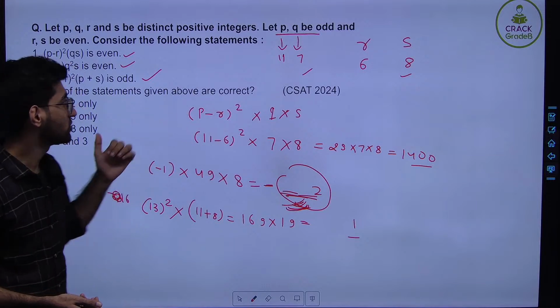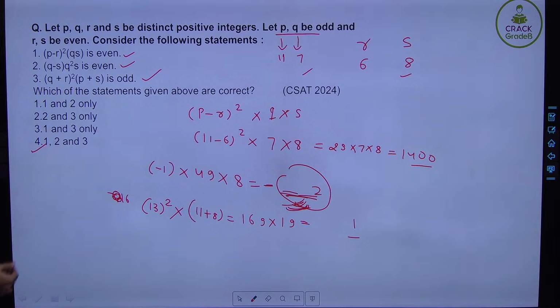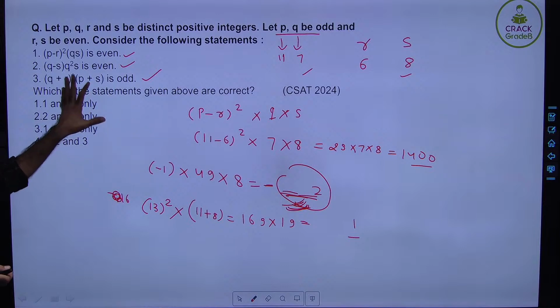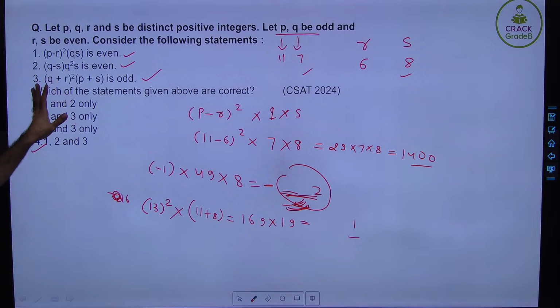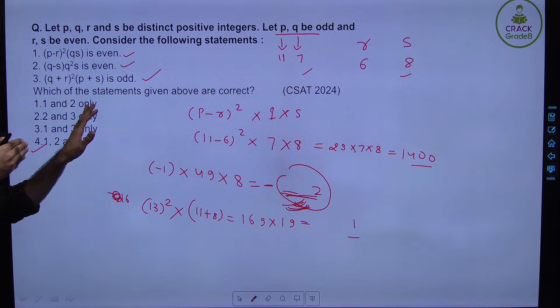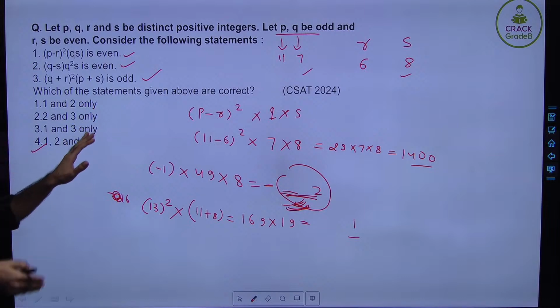So what will be the correct answer? The correct answer will be 1, 2 and 3. I can teach you simpler concepts, but at least you should have some idea of how to use those simple approaches in these questions. And you can face some difficulty because you are directly dealing with CSAT level questions.